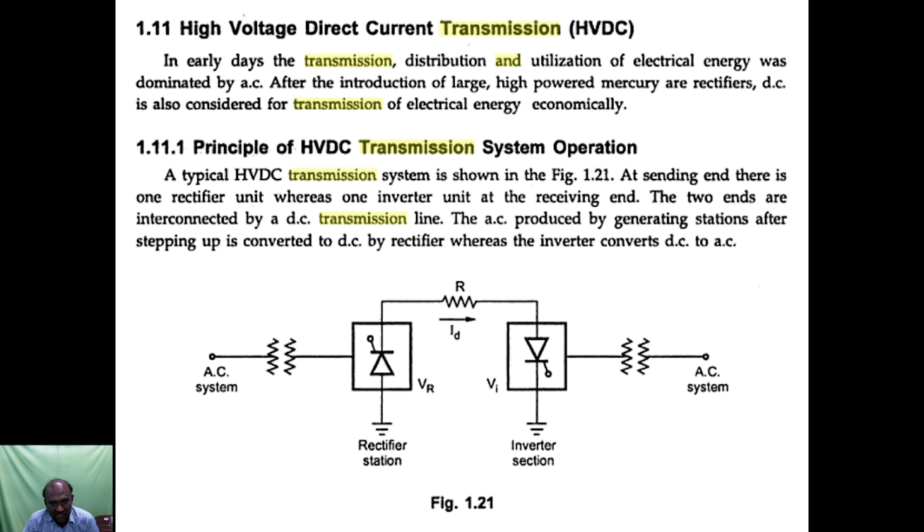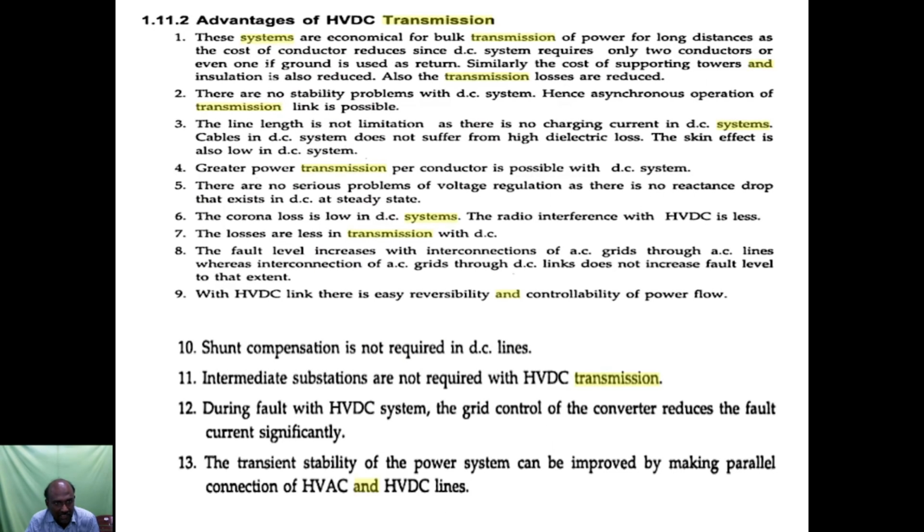So using the HVDC system, we can interconnect different AC systems. The HVDC system is in between any two AC systems, using which we can interconnect many AC systems, and we can provide a controlled DC power transmission in the form of voltage and current in a controlled manner. We can use this HVDC system as an alternative for HVAC.